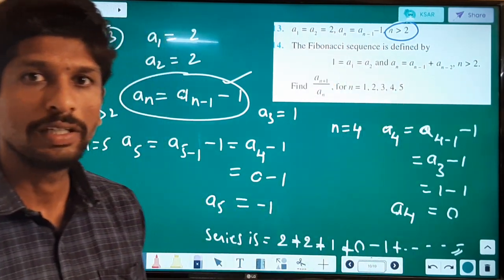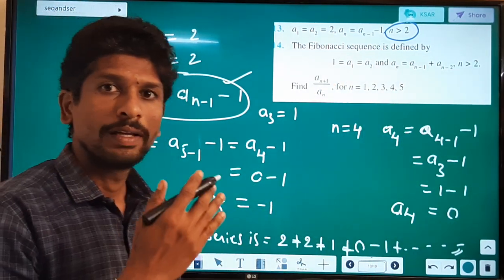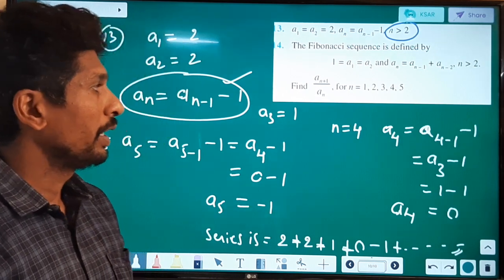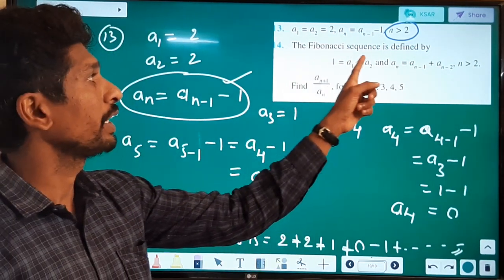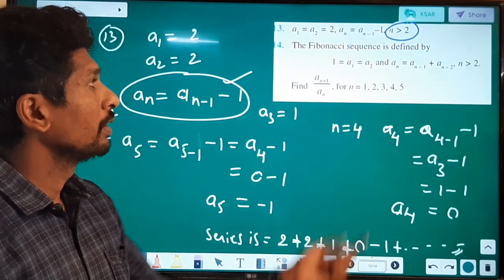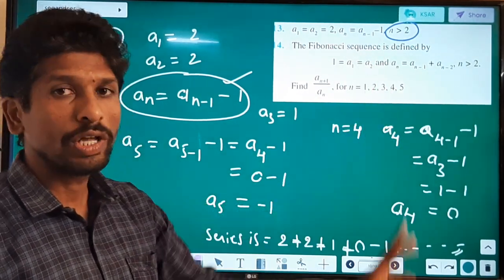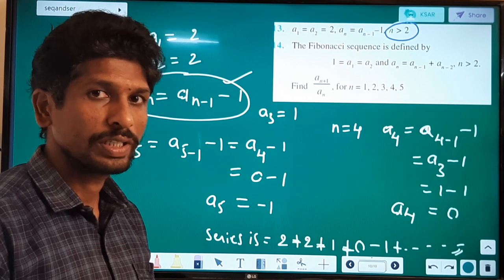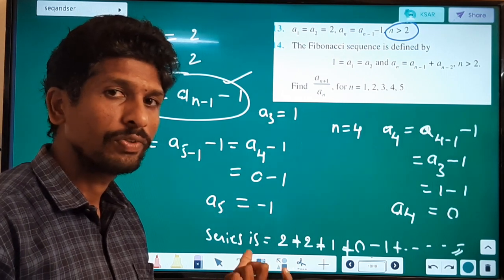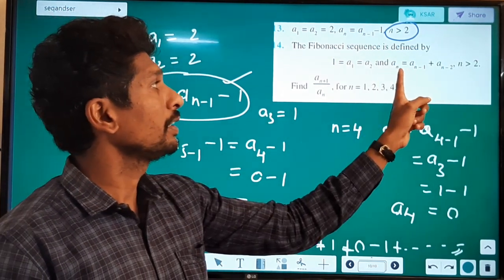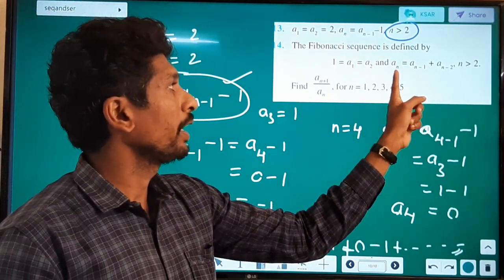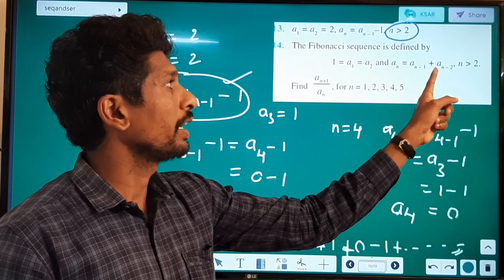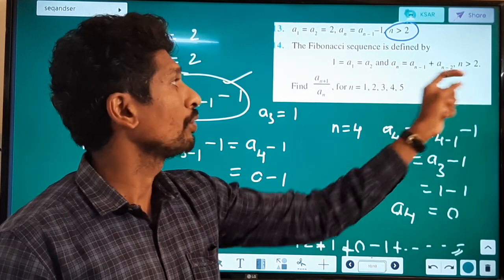In the 13th problem, we found the sequence terms, we found the series terms. And we go with the last one, that is the Fibonacci sequence is defined by the A1 and A2 values, they are given. As we discussed, if they give the first and second term, that is nothing but a Fibonacci sequence. By considering that, we have to consider the nth term now. And here also an is equal to what? An minus 1 plus an minus 2 is there, where n is greater than 2.